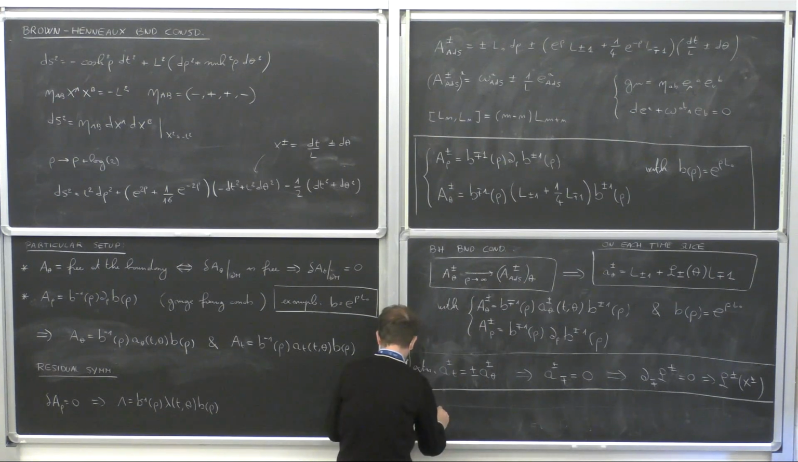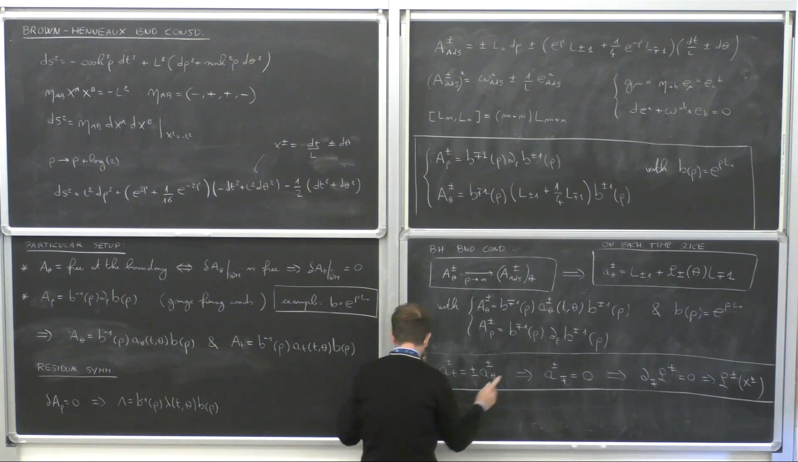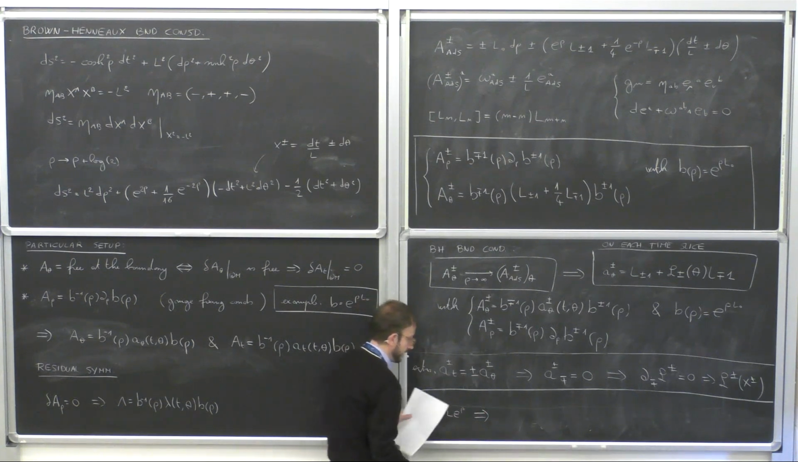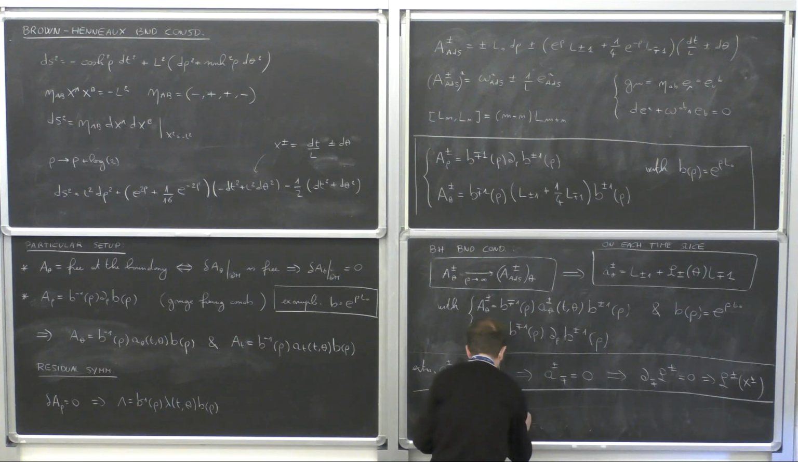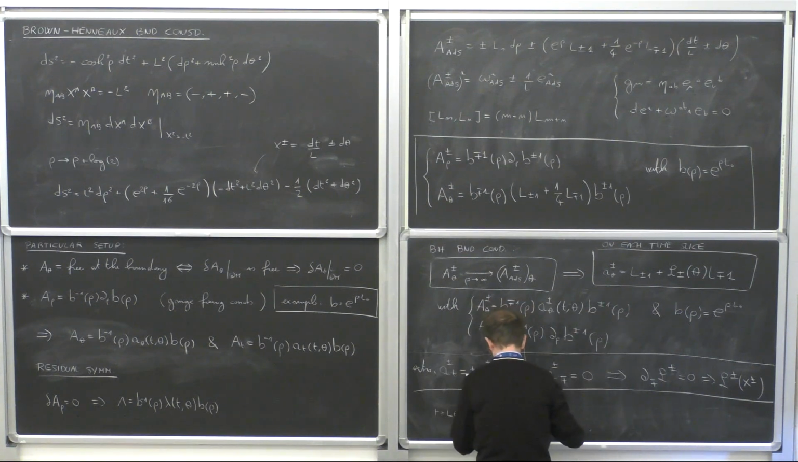And just to conclude, at the level of the metric, what is this imposing? Well, I can introduce the radial coordinates of this type, where this is just the ADS radius, and I take the exponential of rho, and then the metric which is associated to the connections that satisfy this condition just takes this form.